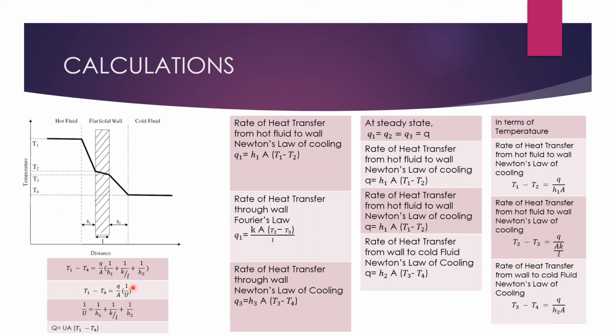Now here the term 1 upon U is 1 upon H1 plus 1 upon K by L plus 1 upon H2. It is the term that is the overall heat transfer coefficient. 1 upon U, that is 1 upon overall heat transfer coefficient, can be written in this format. So we will get the temperature difference, that is T1 minus T4, in this format. Now by using the term U, we can write the equation for overall rate of heat transfer, that is Q is equal to U A delta T.